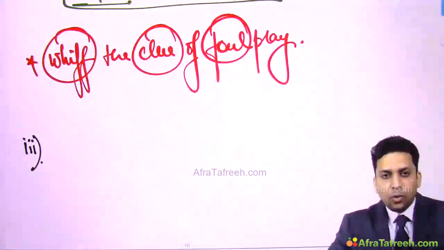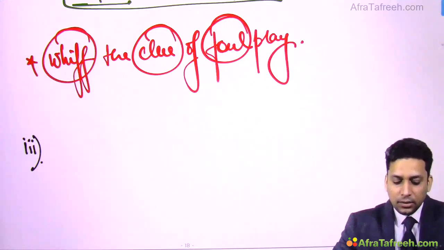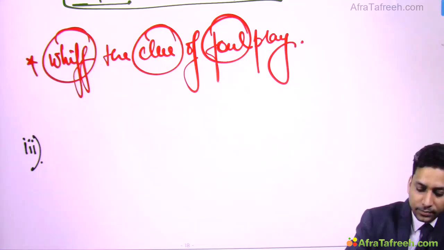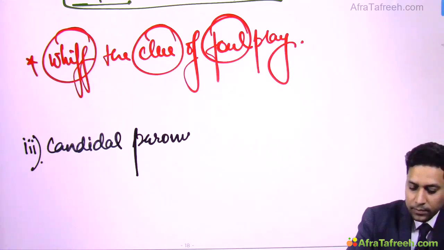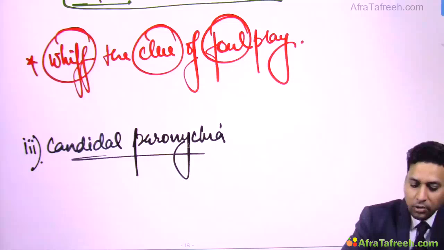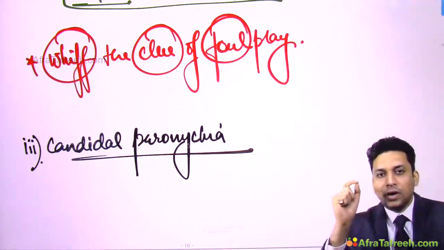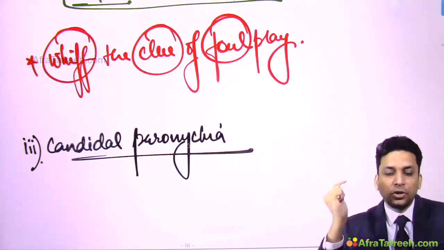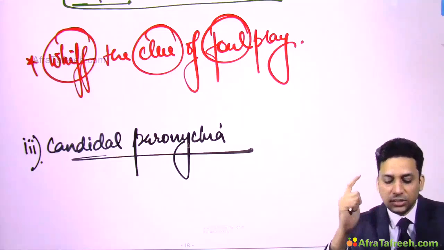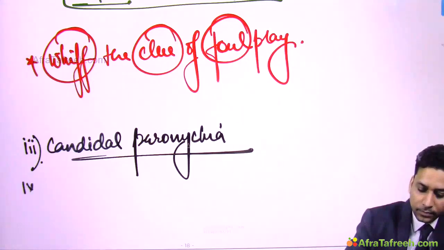So first we have discussed oral candidiasis, second was vaginal candidiasis, next is candidal paronychia. Paronychia, I already told you, infection of nail folds, okay. So acute paronychia is generally bacterial, but chronic paronychia is candidal. So if there is candidal infection of the nail folds, it is known as candidal paronychia.